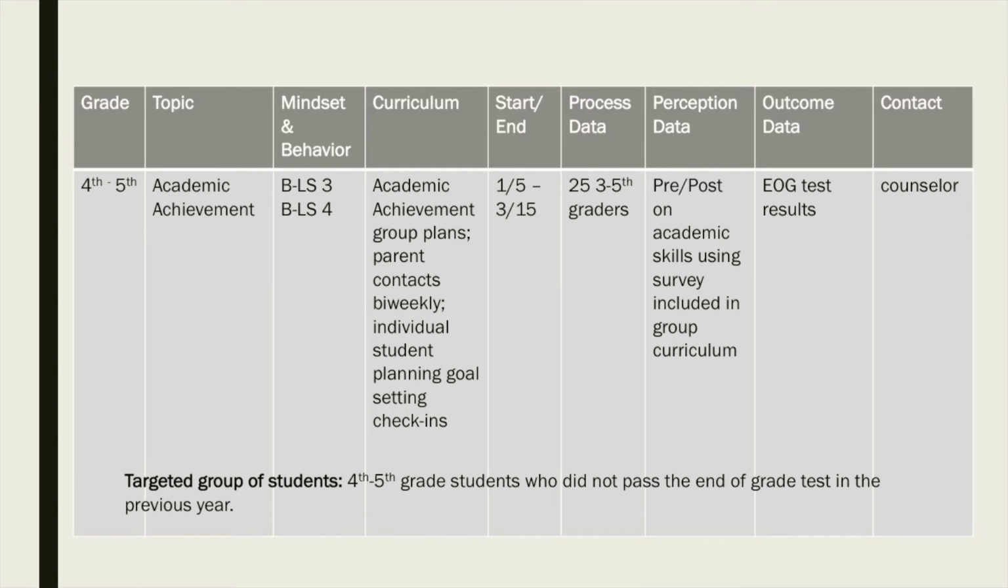The start and end date. Process data: the projected number of targeted students. Perception data: how will you determine the attitudes, knowledge, and skills obtained by the targeted students? You will most likely use a pre-post test tool for students, but could also use teacher and parent surveys. Outcome data: the outcome data should be spelled out in your program goal or how you targeted the students. For instance, if you targeted students for attendance, you would be looking at attendance as the outcome goal.